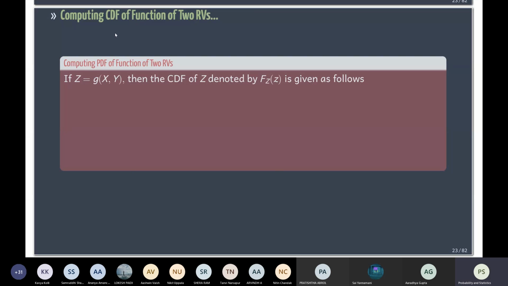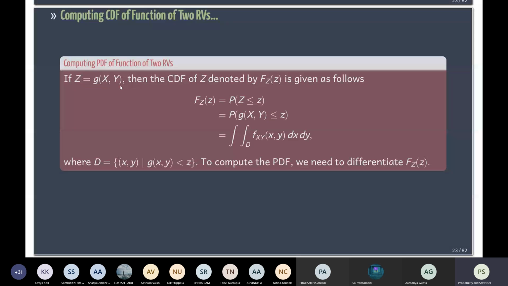And then another question could be, how do I find the CDF of a function of two random variables? Previously we saw the PDF of a function of two random variables. Now we do the CDF. What we know from the definition is that Z is a function of x and y. So I just start from here, F_Z(z) is the probability that Z is less than or equal to z by definition. So in place of Z, I put g(X,Y), this is less than or equal to z.